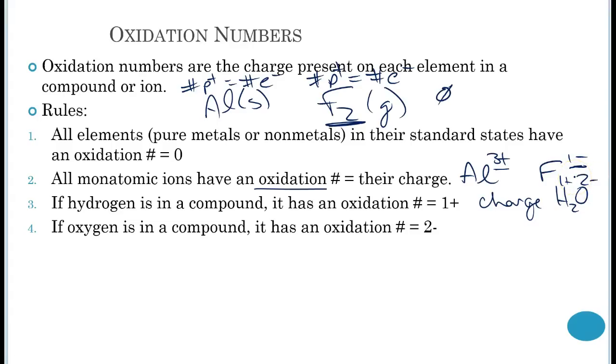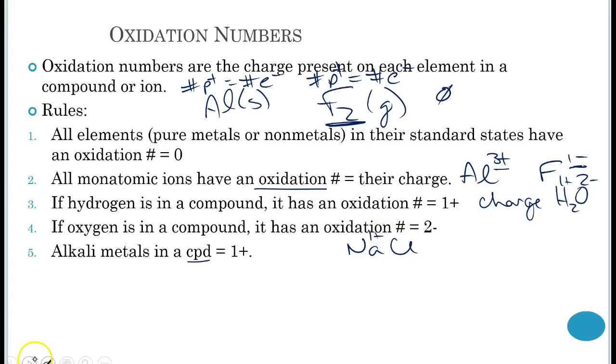Now there's an exception to both of those, but you guys don't have to worry about that. There are things called hydrides, metal hydrides, where hydrogen is -1, and there are things called peroxides, where oxygen is -1. That's AP chemistry level stuff. You guys don't have to worry about that. And then anything that's an alkali metal in a compound is +1. And again, that should look really familiar. If you had NaCl, you would assume Na is +1.